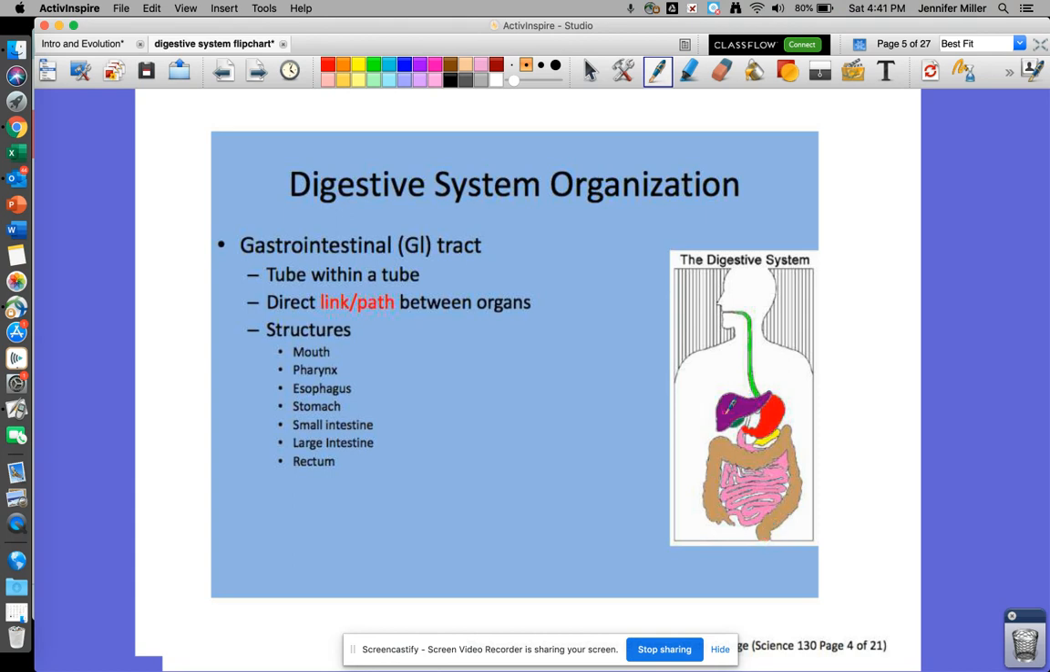There are two other organs here. This is the liver and the gallbladder. We're going to learn these are accessory organs of the digestive system. And over here in yellow, that is the pancreas. We'll learn about that in a little bit.